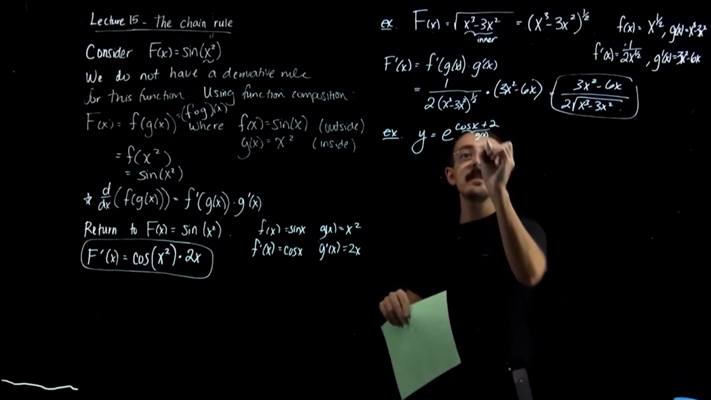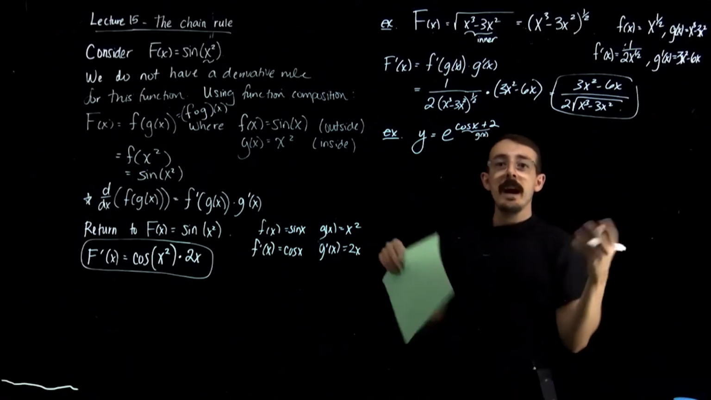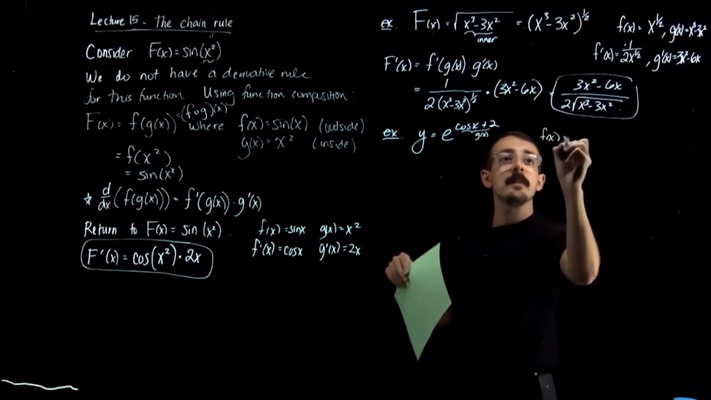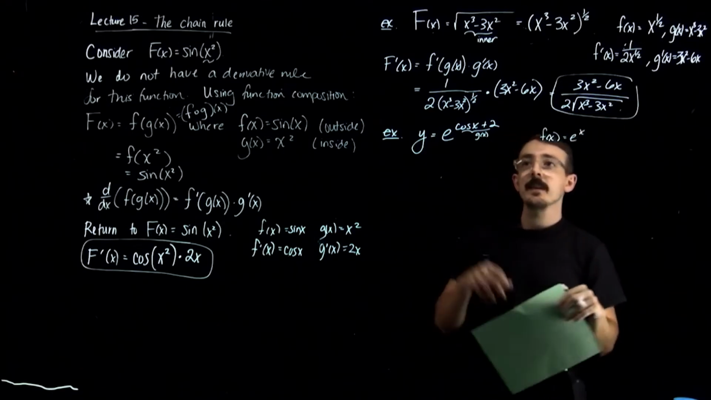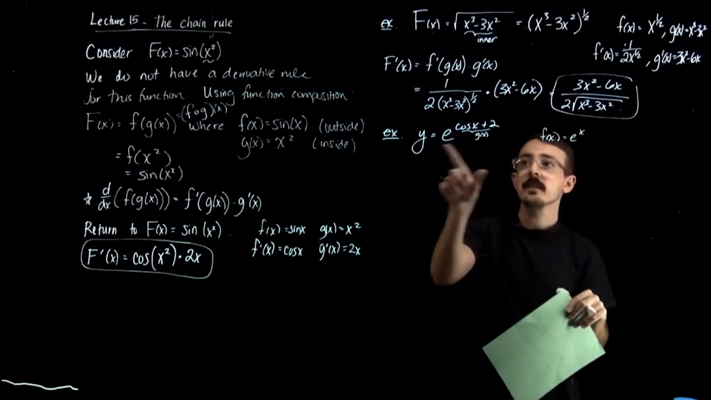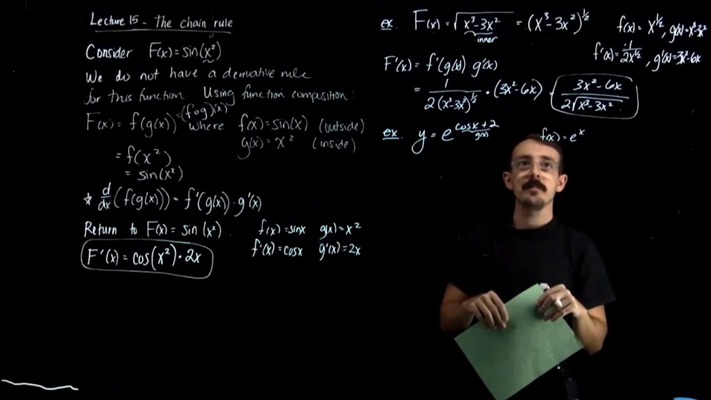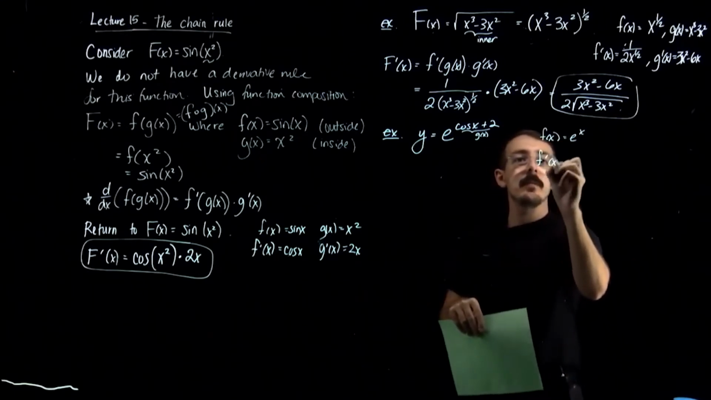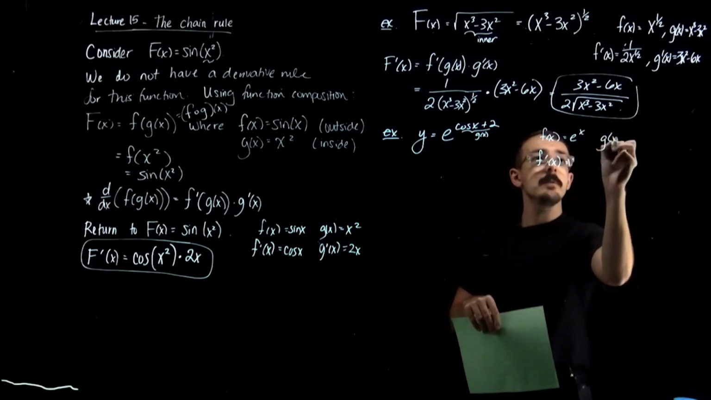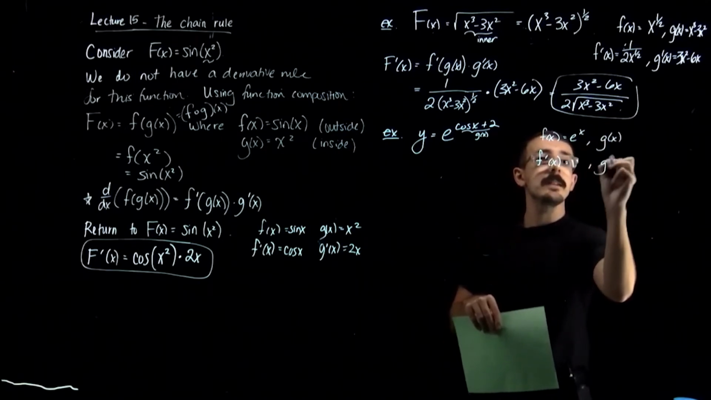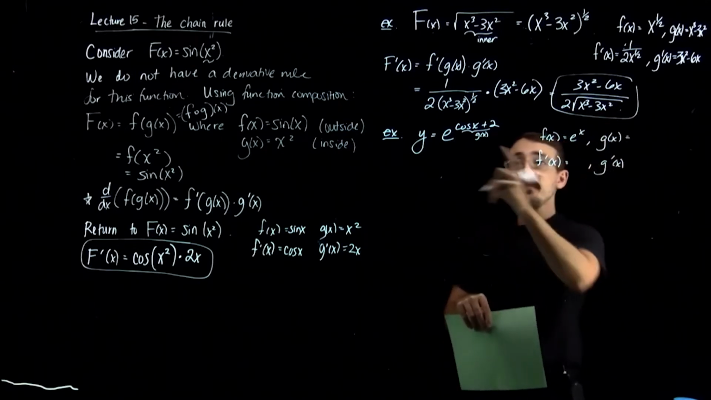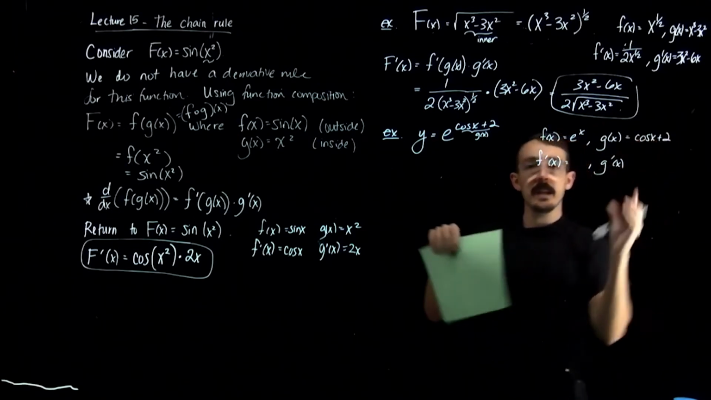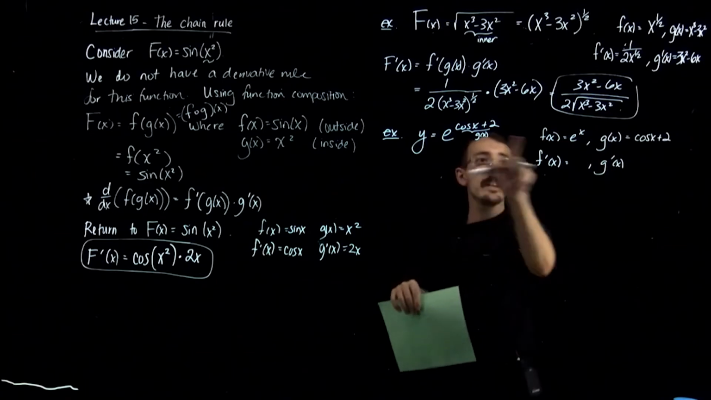OK, so my inner function is this. You could think of this as g of x. What's my outer function, the thing on the outside? Well, f of x is e to the x. And once you plug in g of x, you get this function here. So I think this will be the last time I write this all out, but you can keep doing that if you want until you get comfortable with this idea. My inner function here is cosine of x plus 2. That's what's getting plugged into e to the x.